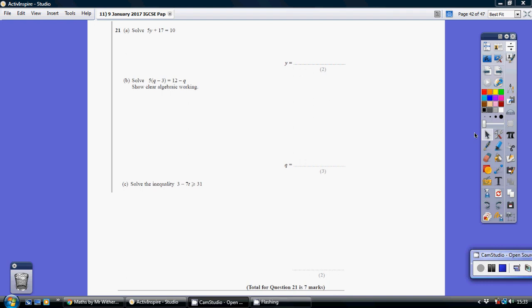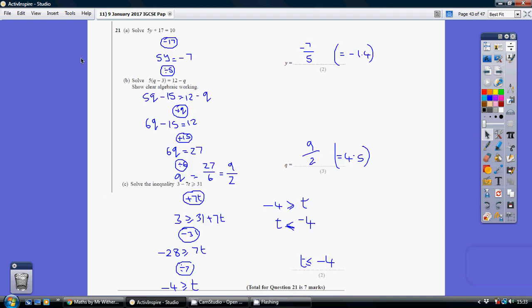Question 21. Right, nice solid bit of algebra here. So we need to end up with y equaling something. Y equaling something, so we have to rearrange to end up with y on its own. So kick off by undoing the plus 17 by taking away 17 from both sides. So at that point 5y equals minus 7.